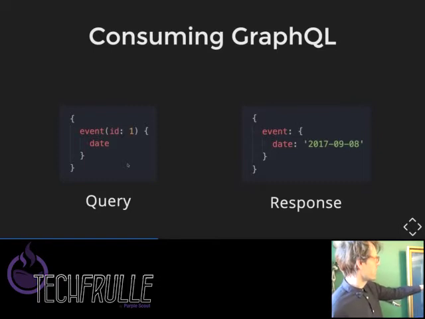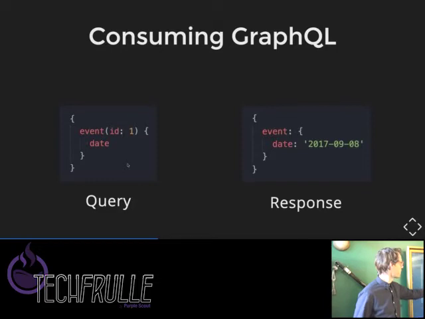So I get only the date. I don't get anything else, and I don't get anything less, because I asked for the date field, so I get the date field. I didn't ask for the ID field. If I wanted confirmation that it's ID 1, I should have added ID here as well.